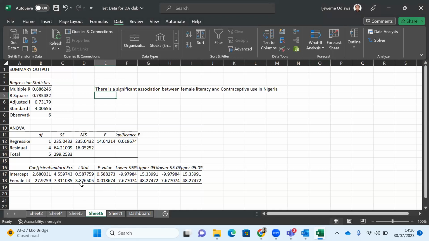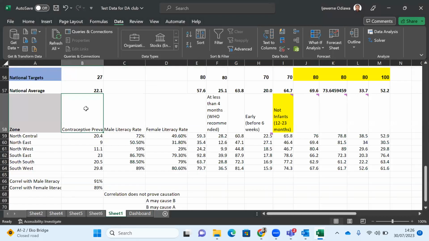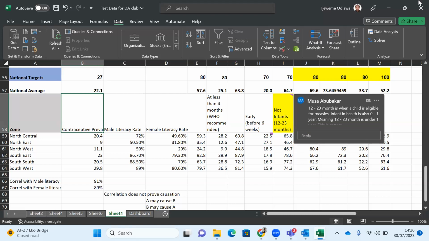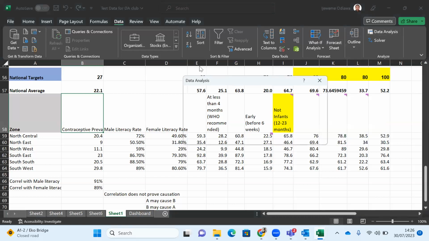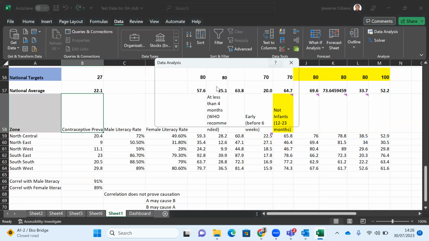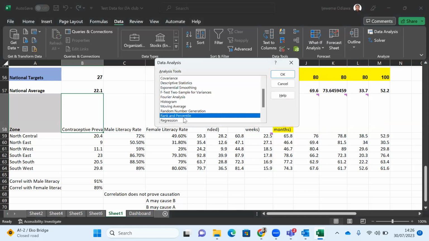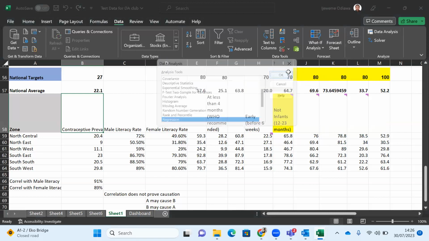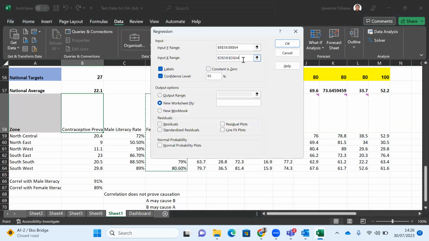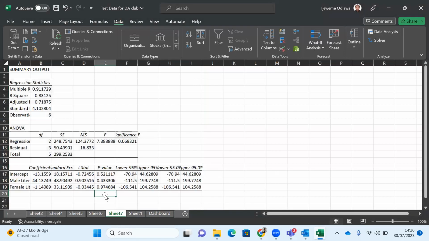We're saying we agree that there's a significant association between female literacy and contraceptive use. Now let's see the two of them combined together and see their combined effects on contraceptive prevalence, or rather their combined association. So we go to data analysis, regression. We press OK. For our X's now, we're combining both, and let's see their combined effects.